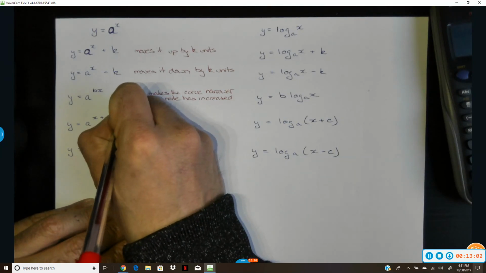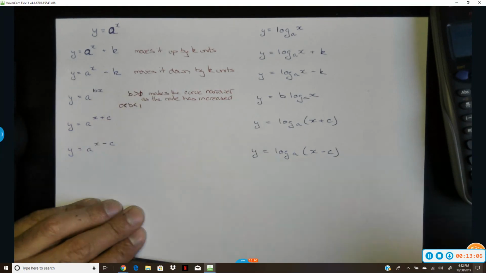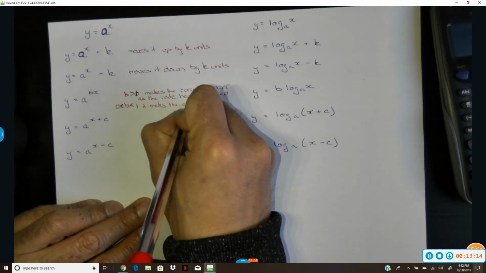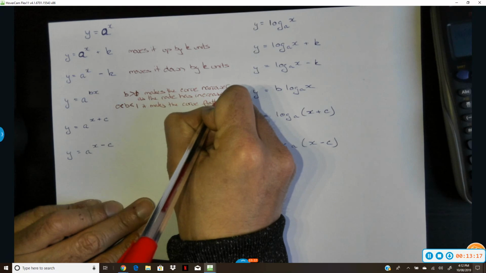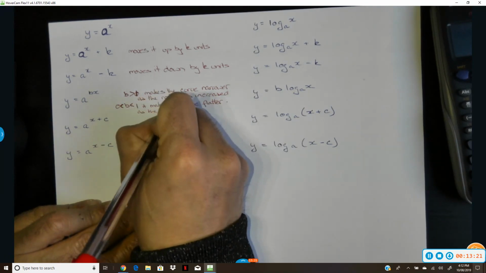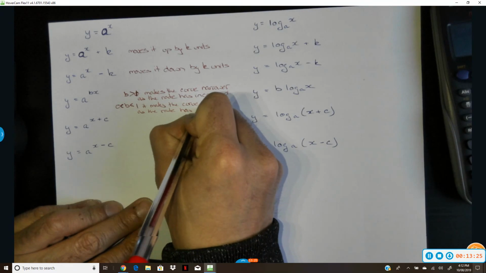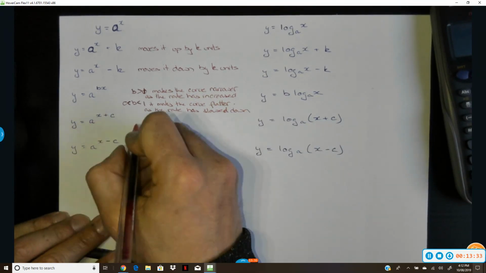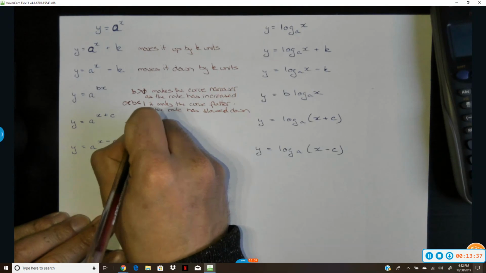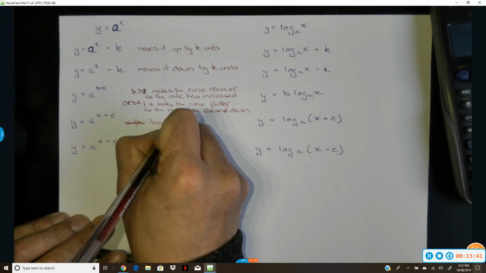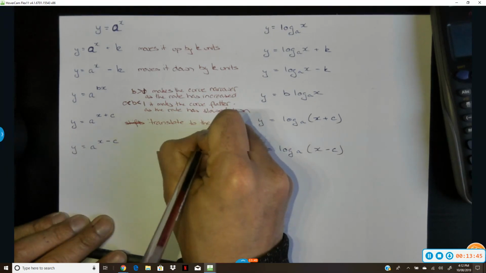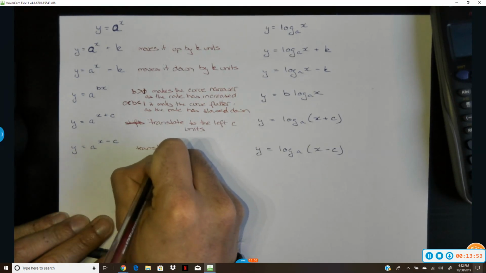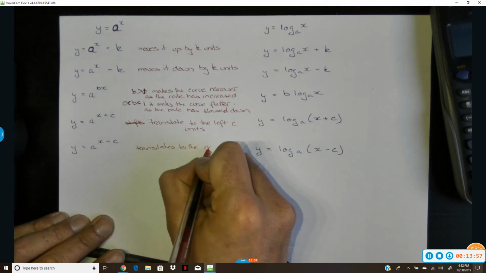If it was a fraction between 0 and 1, it makes the curve flatter, as the rate has slowed down. If c is added to the power, it translates to the left c units. And if it's subtraction, it translates it to the right c units.